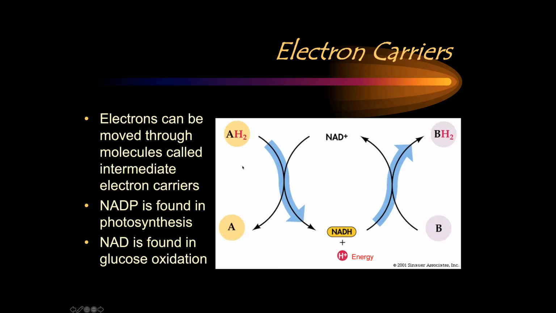And so we can think of this in terms of handoffs from one to another, which becomes a chain. So we have substance A, which is reduced with 2 electrons, 2 hydrogen atoms. It passes them off to NAD, so it becomes NADH plus H, which is energy. NAD passes them on to substance B, which goes from oxidized to reduced. And this carrier, NAD, is found in animals in glucose oxidation. If it's in plants, if it's in photosynthesis, it's NADP. It's a different molecule, but does the same function.